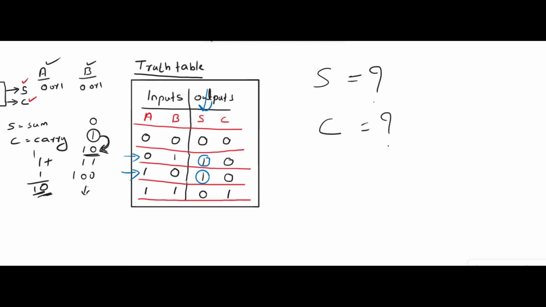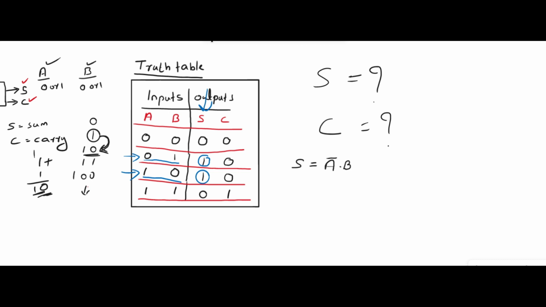That means when the input is 0 1 and when the input is 1 0, sum is 1. So we will get the output sum as 1 only if the first case is satisfied or the second case is satisfied. The first case is A is 0 and B is 1. Since A is 0, it is A bar, and dot means the AND operation. B, since B is 1, we can write it as B. So this is the first condition.